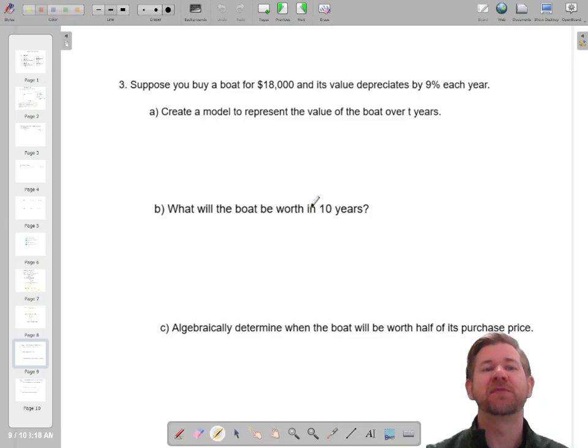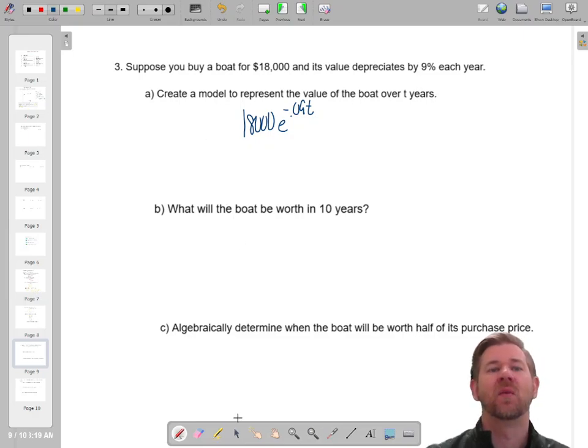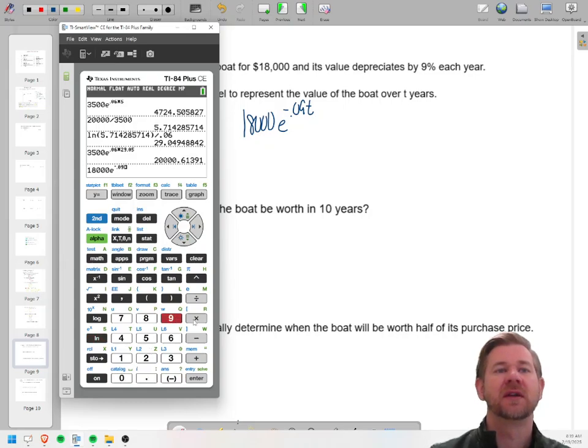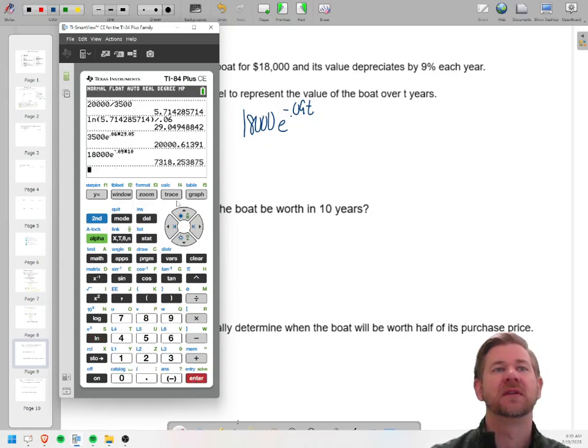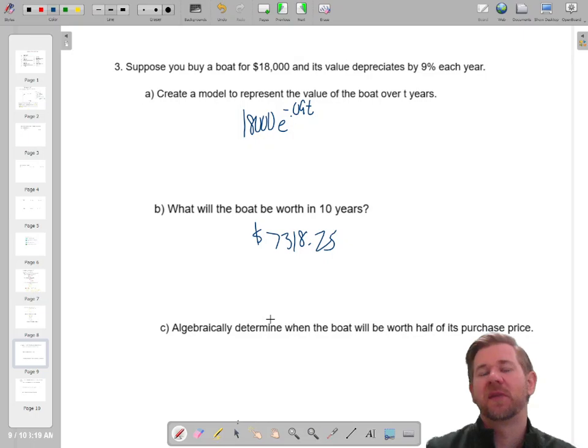This one says depreciate. So remember, depreciate means it's losing value. So we're going to start with $18,000 e, and now it's negative 0.09t. There's our model. And what will it be worth in 10 years? Okay, 18,000 e negative 0.09 times 10 years is 7318.25. Okay, great. We've done a bunch of that.